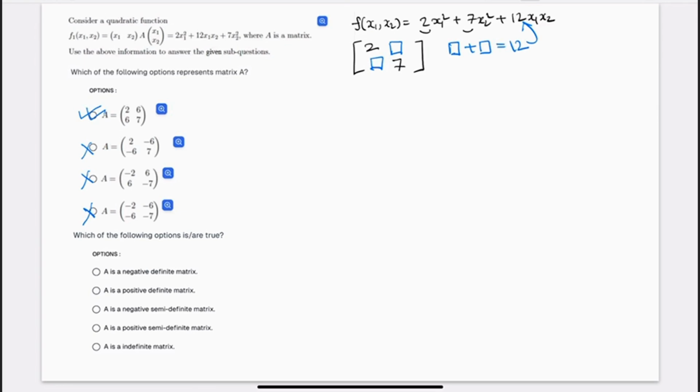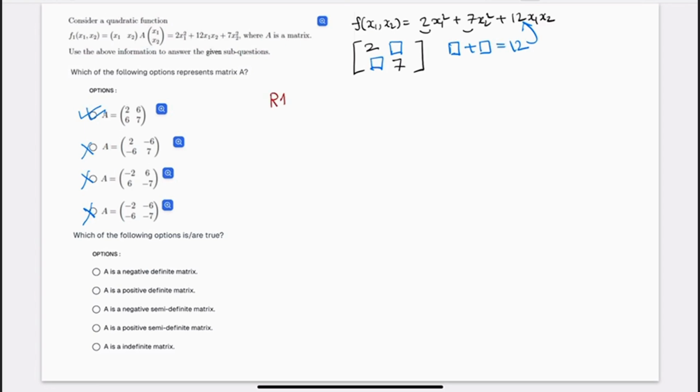Now the next question says which of the following options are true. It actually asks us to see if A is a positive definite matrix or a negative definite matrix, or if it is neither, right? If it is neither a positive definite matrix nor a negative definite matrix, then we call it an indefinite matrix. But before doing that, let's look at the conditions for a 2 by 2 matrix to be positive definite.